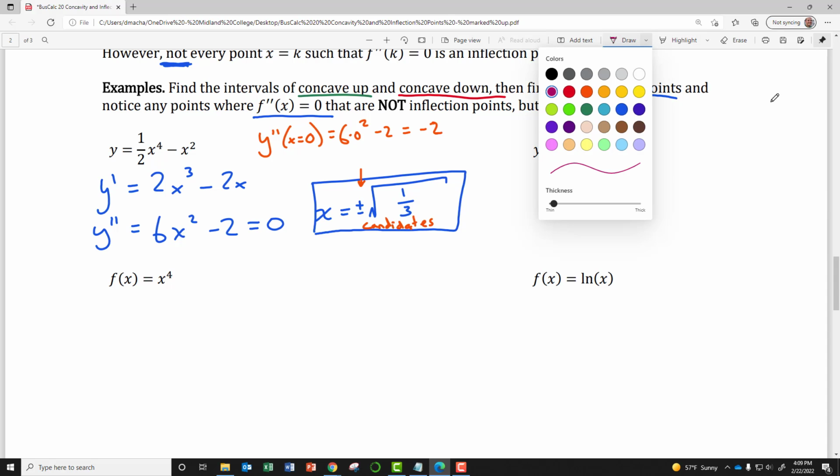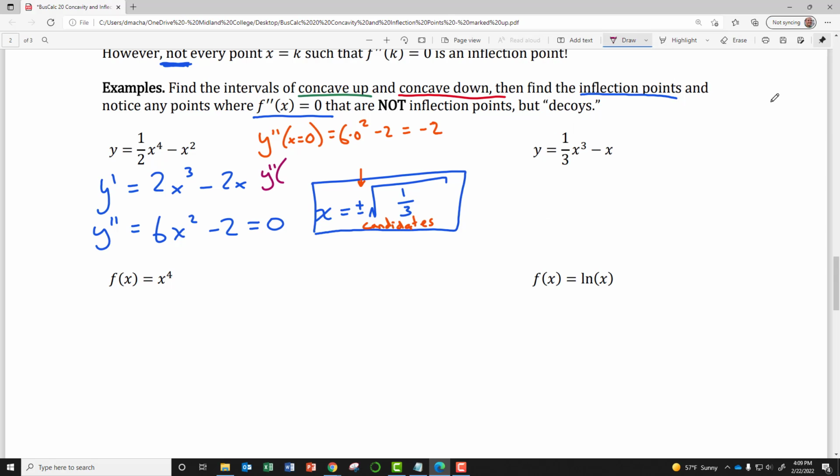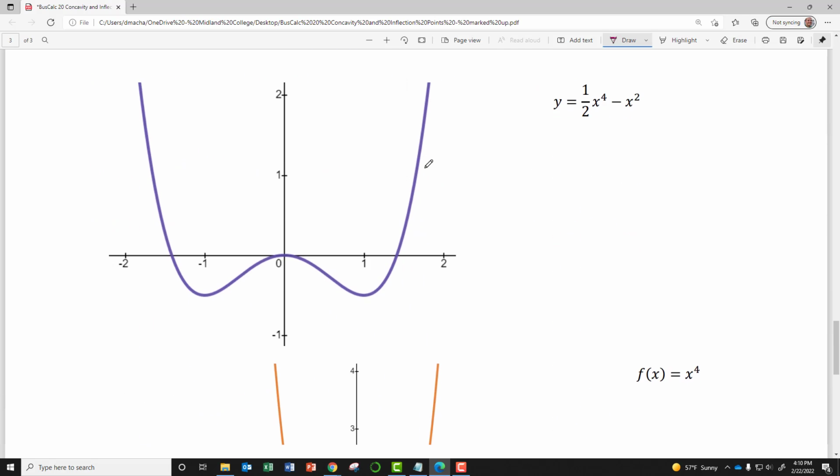Okay, then let's try evaluating that second derivative where x is larger than the square root of 1/3. When x is equal to 1, this is 6 times 1 squared minus 2 equals 4. And since the second derivative is positive, we know that we are concave up outside of this range. And so these really are inflection points. I know that because I'm switching concavity on either side of those places where the second derivative is 0.